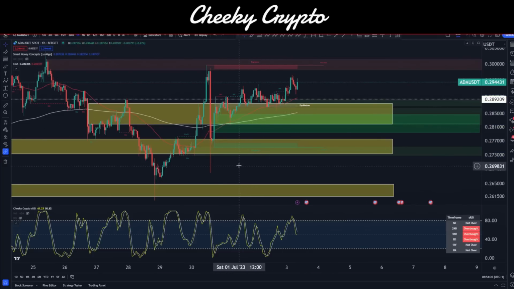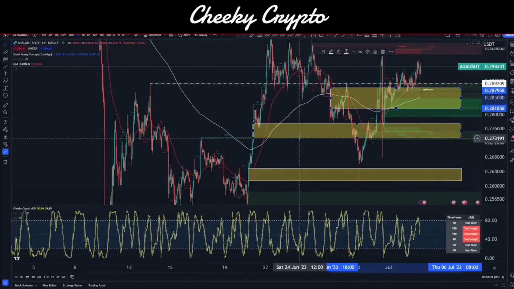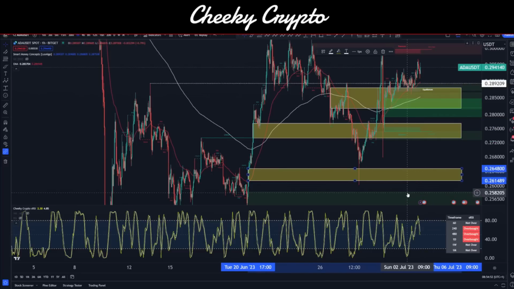Now, what's really interesting about all of these things is, well, we filled out the fair value gaps. You can see we had one here, this being 28.1 to 28.7, then the second one here, this was 27.3 to 27.7, and the one right down at the bottom here, 26.1 to 26.4.